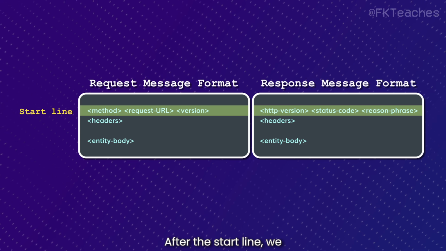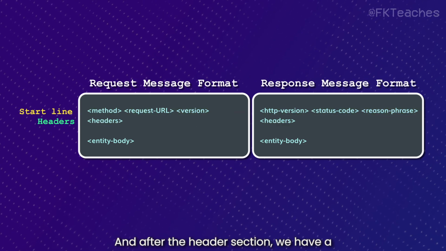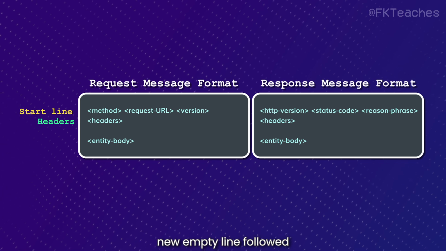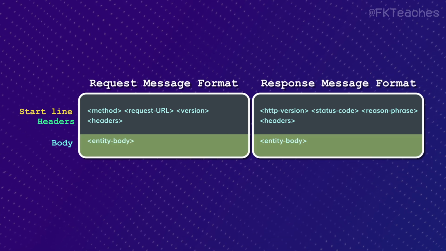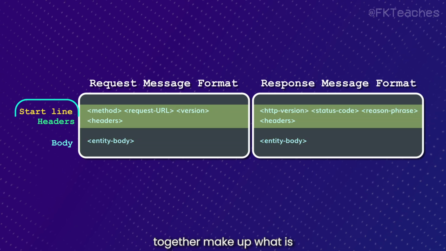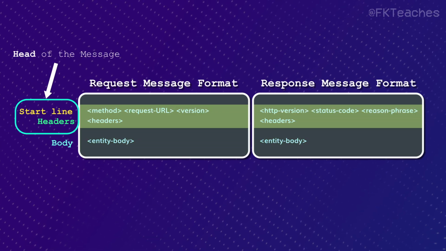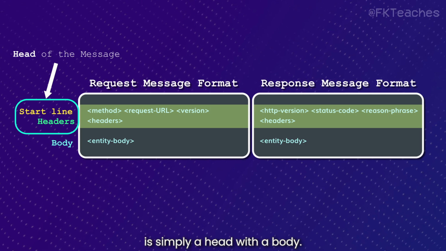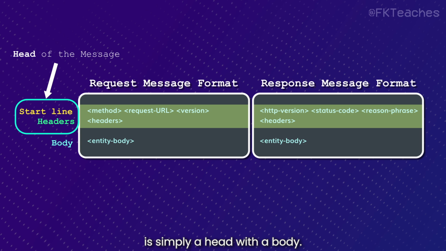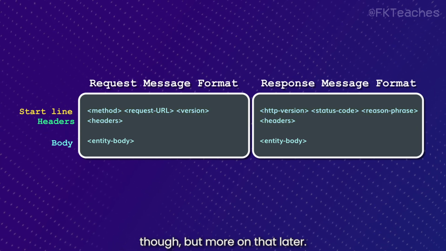After the start line, we have the header section. And after the header section, we have a new empty line followed by the body of the message. The start line and the header section together make up what is called the head of the message. So, the HTTP message syntax is simply a head with a body. The body is optional though, but more on that later.